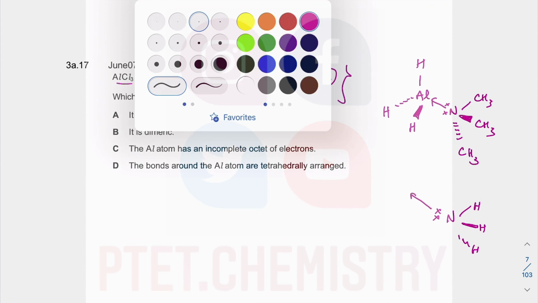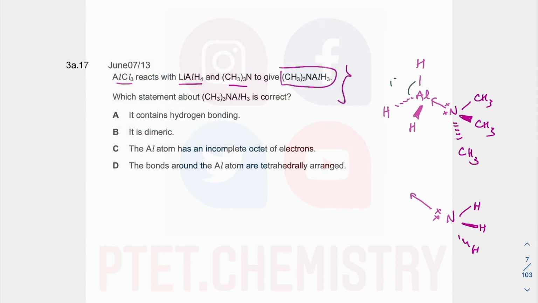Now you have a change in structure and bonding. This becomes 109 degrees. Previously it would be 120. This one previously would have been 107. Now it is 109 degrees. So what do we know? Hydrogen bonding is incorrect because this is a dative covalent bond. I think in some books they will call it coordinate bond, but I personally prefer dative covalent bond really.